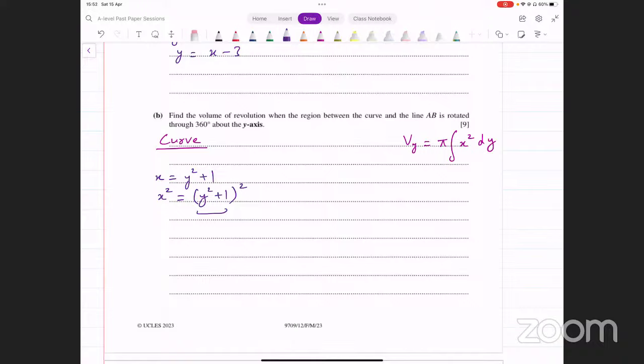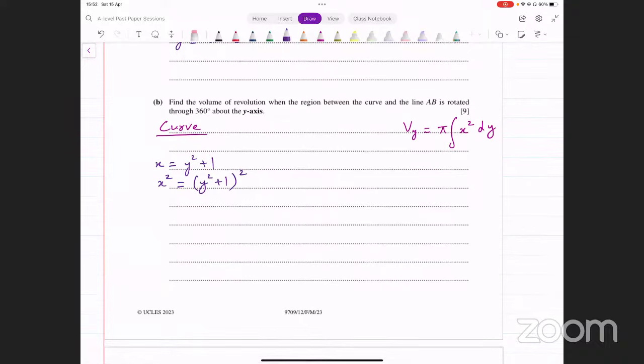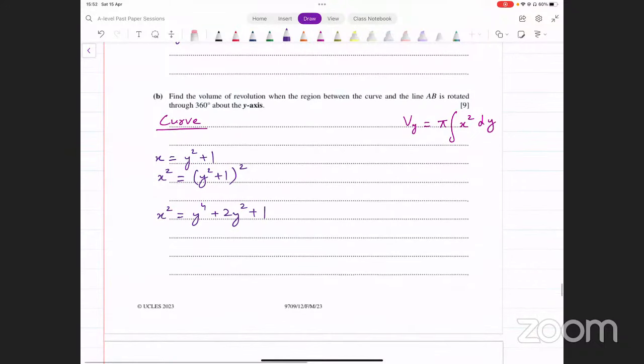इसको हमें expand करना पड़ेगा. expand किए बगैर इसकी integration हम नहीं कर सकते हैं. ठीक है? तो हम क्या करते हैं? Before we input this in the formula, we just expand this thing. expand करते तो हमारे पास क्या आता है? x square equals y raised to power 4. Write that in the next line. x square equals y raised to power 4 plus 2y square plus 1. ठीक है? That's what x square is.